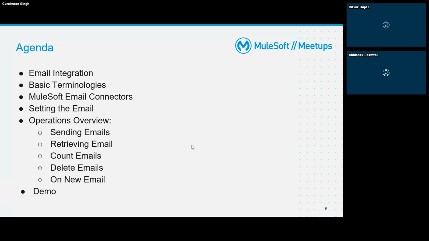Then we will discuss the different operations which we can do with the email connector. That will be sending, retrieving, counting, deleting, and on new email, or the other options which are present. After that, we will have a live demo of the integration which we're building. So let's move to the next slide.